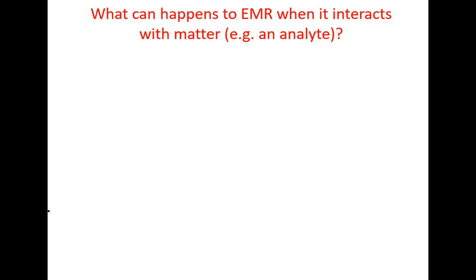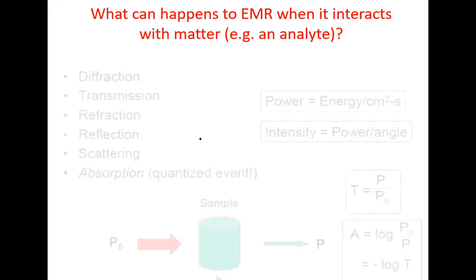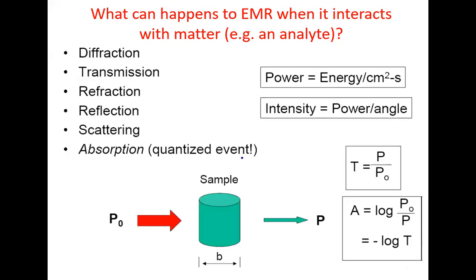Now, the other thing I want to talk about here is the physics. I will go through this very quickly so that each one of us knows these terms. These are the terms you have to look up and answer the questions. So what happens to electromagnetic radiation when it interacts with matter, or with an analyte? There are several things that happen. Here are the properties that we make use of in analysis.